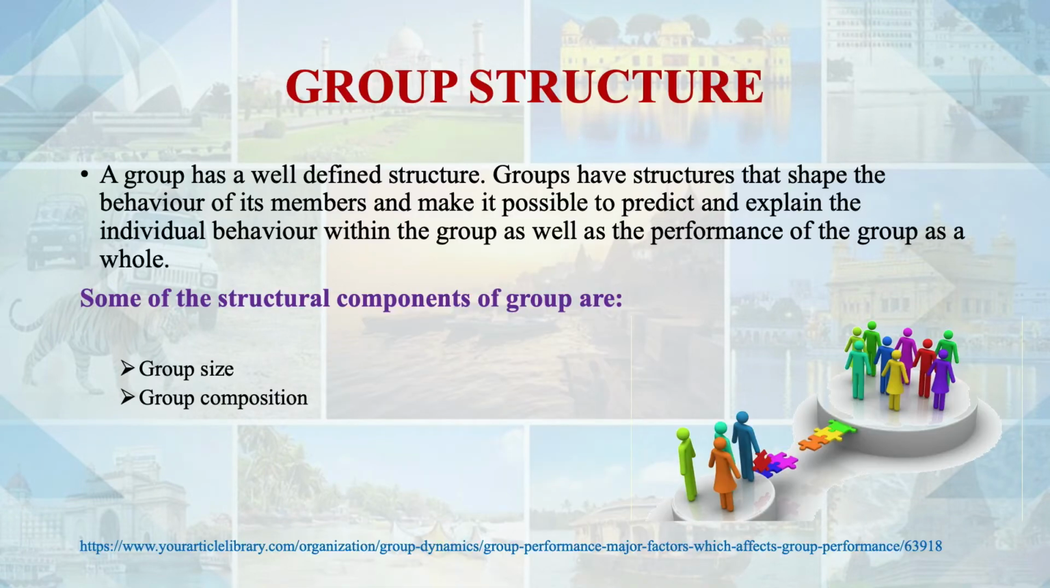The next component of group structure is group composition. A group comprises a number of individuals with varied qualities and characteristics. In fact, most of the group activities require a variety of skills and knowledge. As far as group composition is concerned, a group may be homogeneous or heterogeneous.